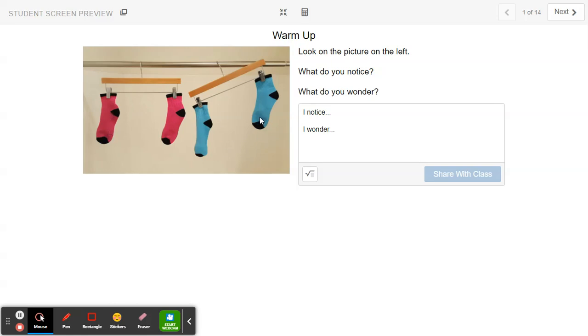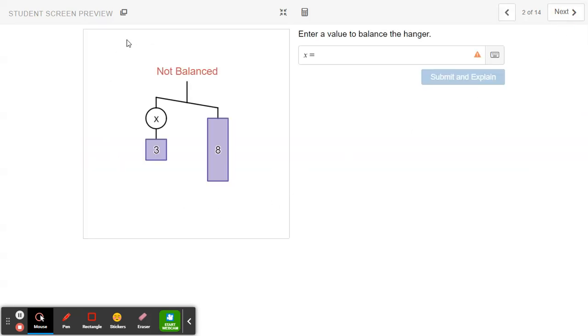Whereas this hanger does not look balanced, and it looks like there's something in this sock weighing it down, which makes sense of why this sock would be lighter. So if it's balanced, we can see that they're equal. So both sides are equal. This is unbalanced, showing us, oh, this side is actually heavier than the other side. And as we do our hanger diagrams, you're going to see some similarities. So let's jump in and take a look.